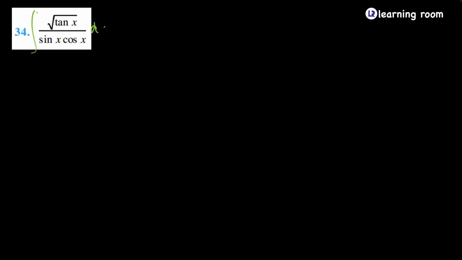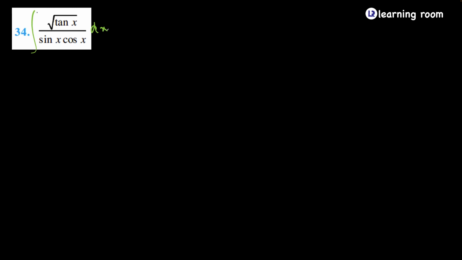The next question is integral of root of tan x divided by sin x into cos x. What to do? Why would you take the numerator as t? Because it's inside a square root. But you have to look at this problem also, no? See, if you take tan x as t, you will get secant square x dx as dt. There is no secant square x in the problem, no? Why do you want to take that? So always do a rough work and see.